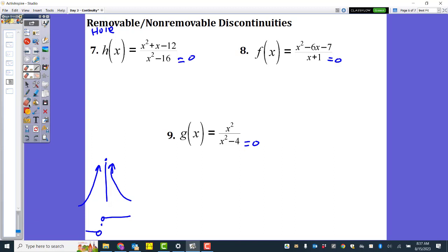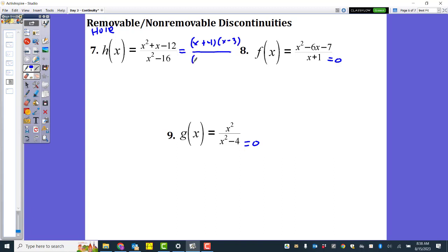So how would we identify that? Well, at this point, we're just going to use some pre-calculus knowledge. We're going to figure out, do we have a hole, or is it just a 0 of the denominator? Well, let's look. If we look at this first one, to figure out where it's 0, we set the denominator equals 0. But a better way to do it is to factor it, because if we factor, we can find holes. So on top, we have x plus 4 and x minus 3. On bottom, we have x minus 4 and x plus 4. So we have two discontinuities.